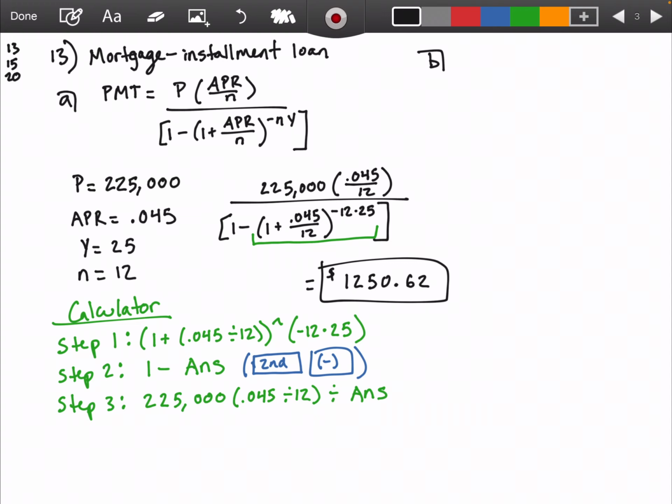Determine the total amount paid over the term of the loan. So that's my monthly payment. So I'm going to times it by 12 to get a full year, and then it was over 25 years. $375,186.92.